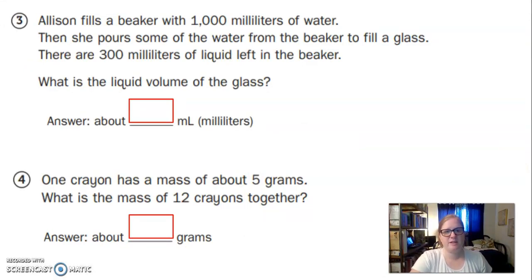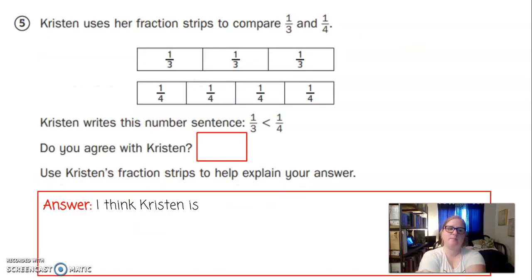Allison fills a beaker with 1,000 milliliters of water. Then she pours some of the water from the beaker to fill a glass. There are 300 milliliters of liquid left in the beaker. What is the liquid volume of the glass? Answer in the red box. One crayon has a mass of about 5 grams. What is the mass of 12 crayons together? And answer in the red box.